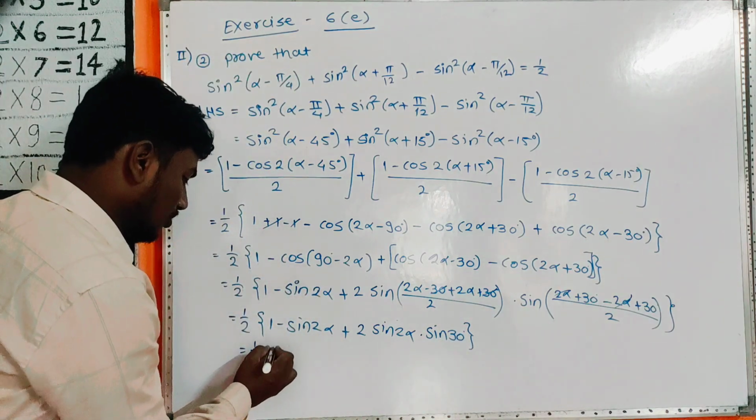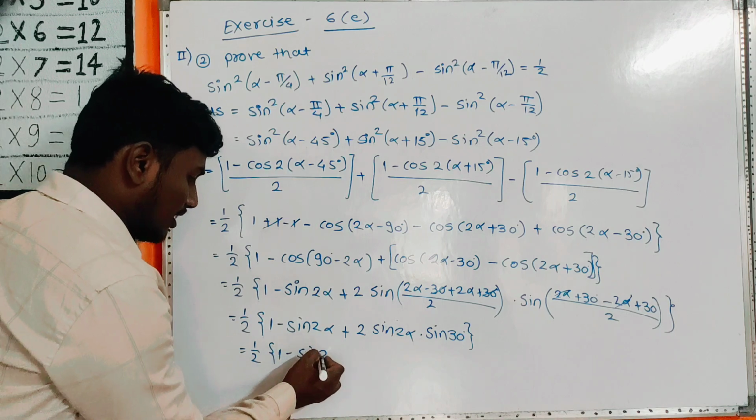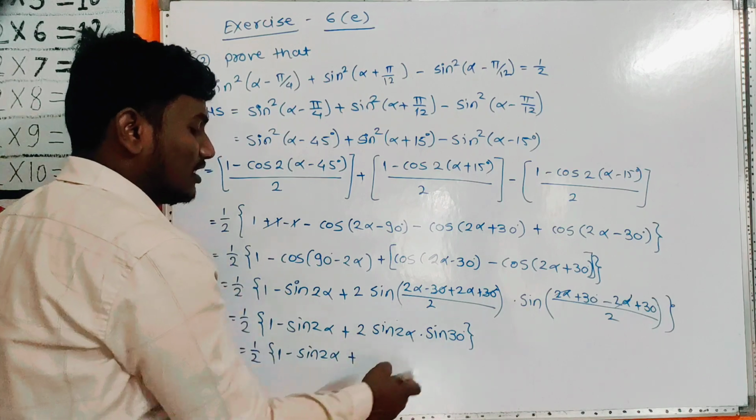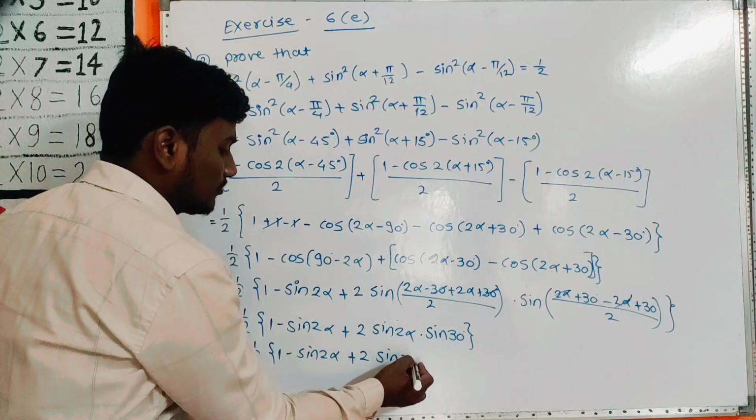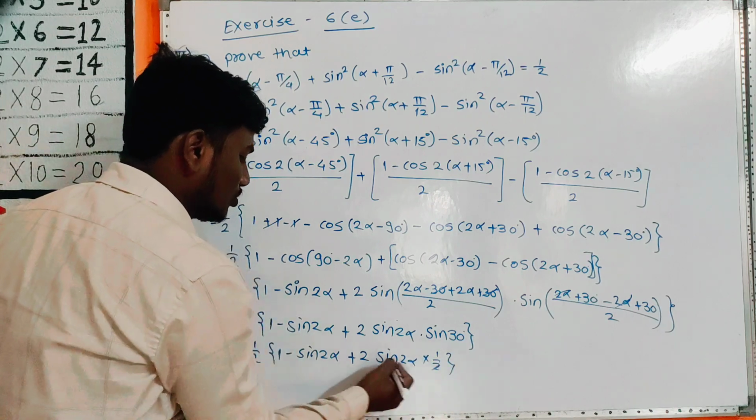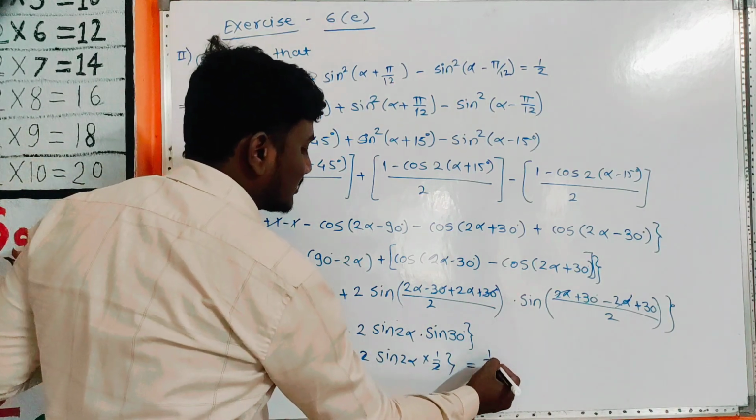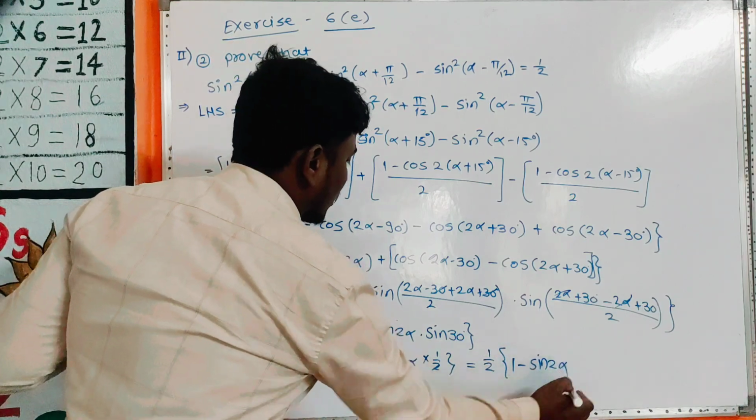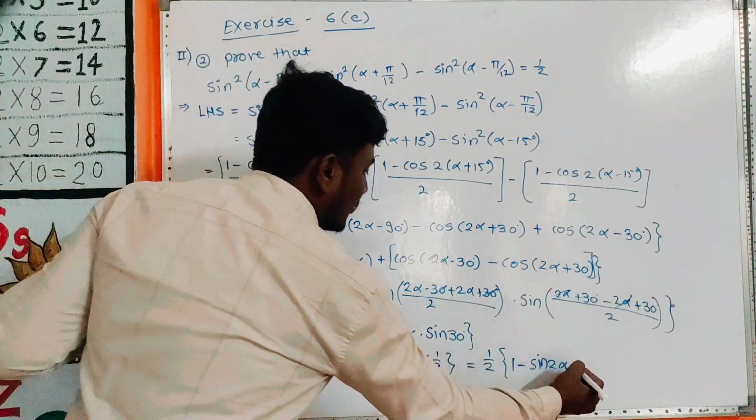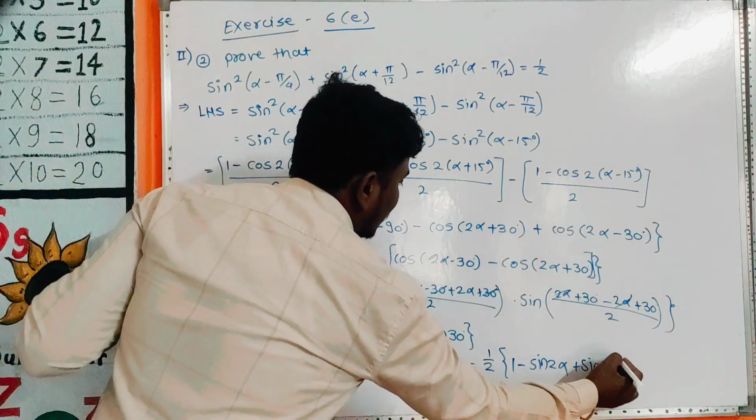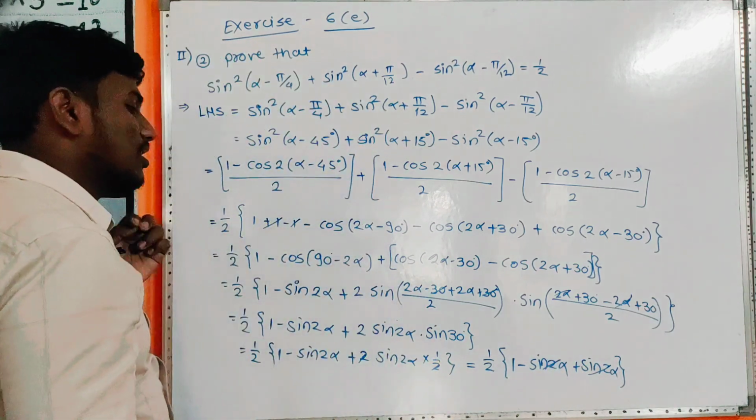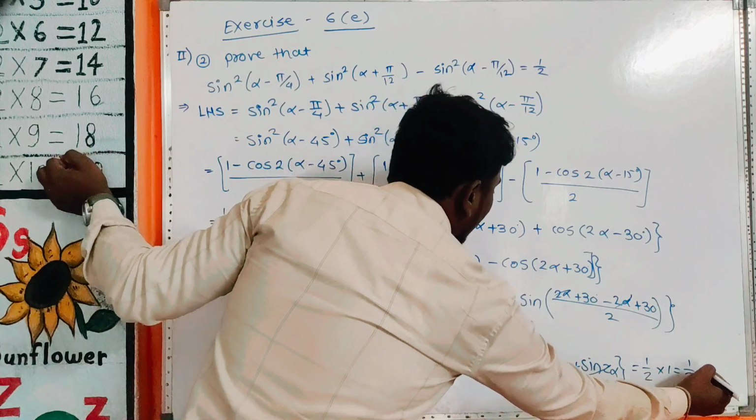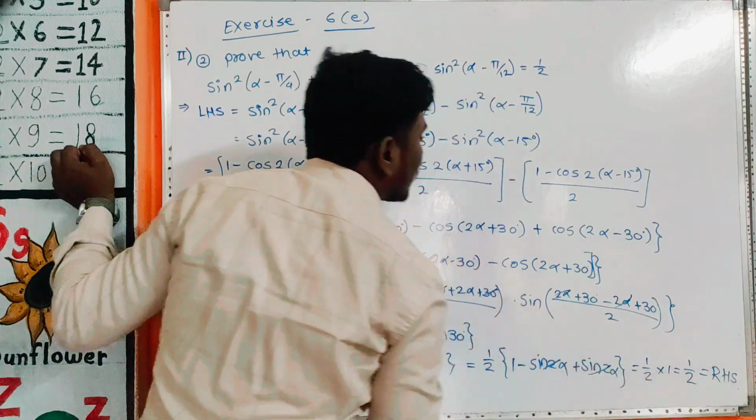So this is 1/2 (1 - sin 2α + sin 2α · sin 30). What is sin 30? It is 1/2. So this 2 cancels. What can I write this as? 1/2 (1 - sin 2α) is 2 to cancel plus sin 2α. What is remaining? This sin 2α cancels. What is remaining? 1/2 into 1. So this is 1/2 and this is the RHS. Is it clear?